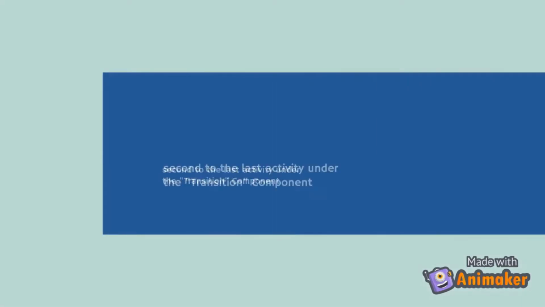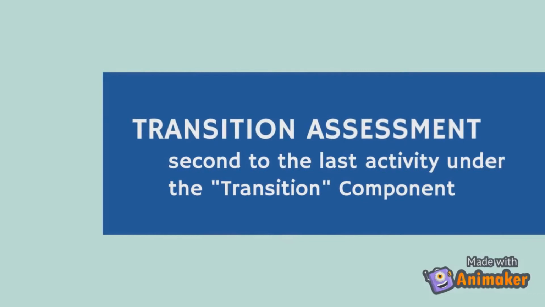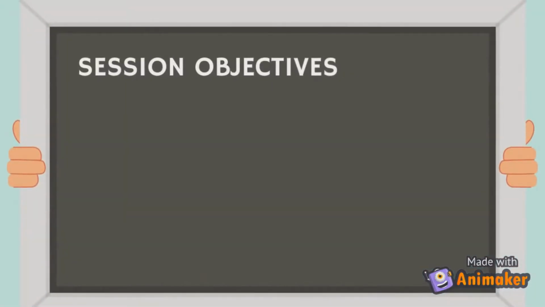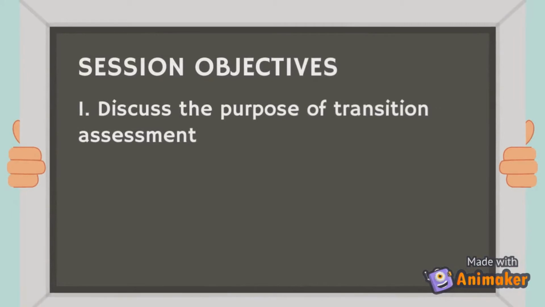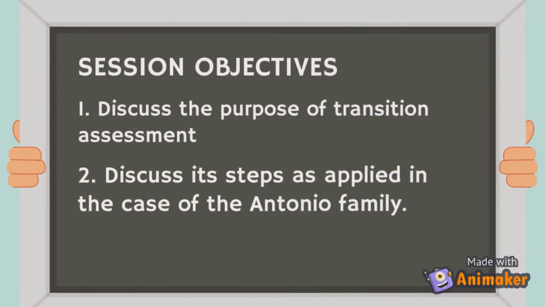Today, we're going to talk about the second to the last activity under the transition component, and that is transition assessment. Let's begin with our session's objectives. 1. Discuss the purpose of transition assessment. 2. Discuss its steps as applied in the case of the Antonio family.